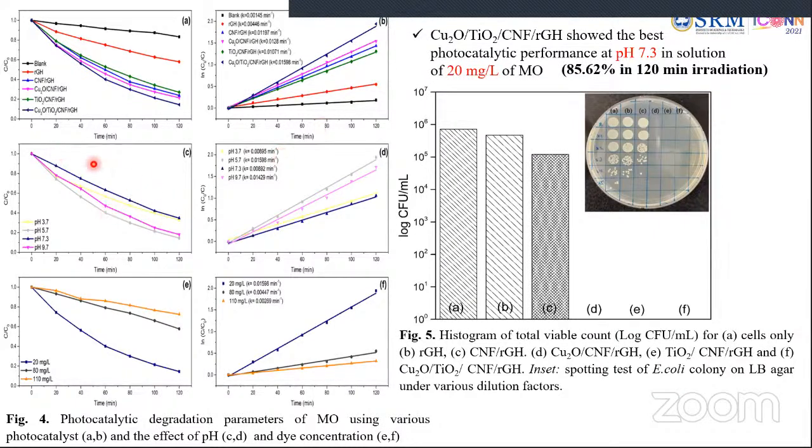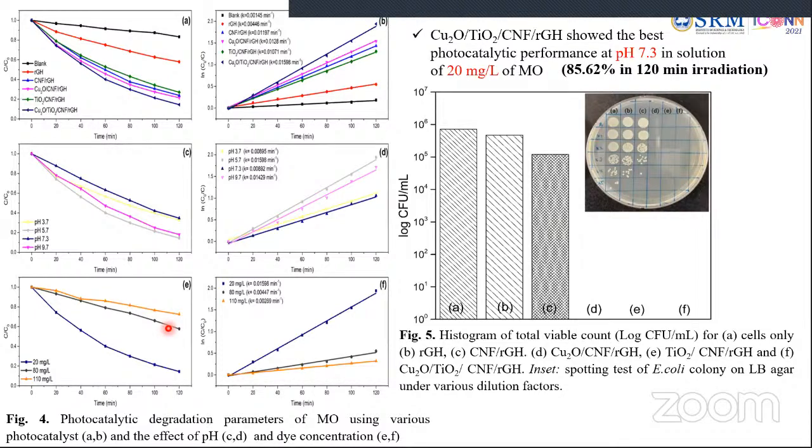So we also carried out a study on different effects on photocatalytic performance, which is the pH. So we found that it's best under neutral pH, about 7.3. And we also studied the effect of concentration of dye, so the lowest concentration of dye exhibited the best performance, possibly due to too much methyl orange, which will actually block the UV light that is needed for them to perform best.